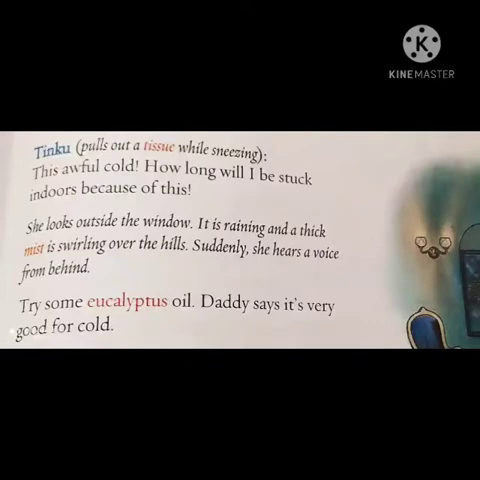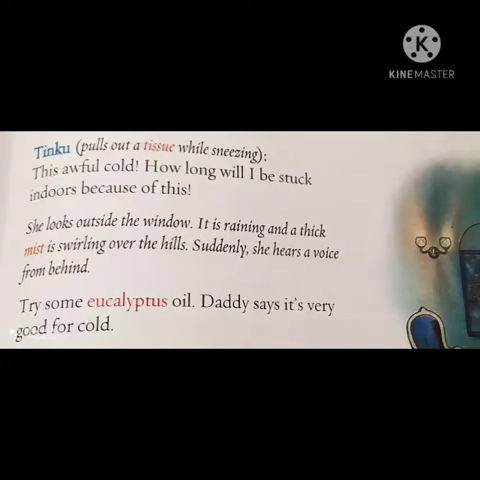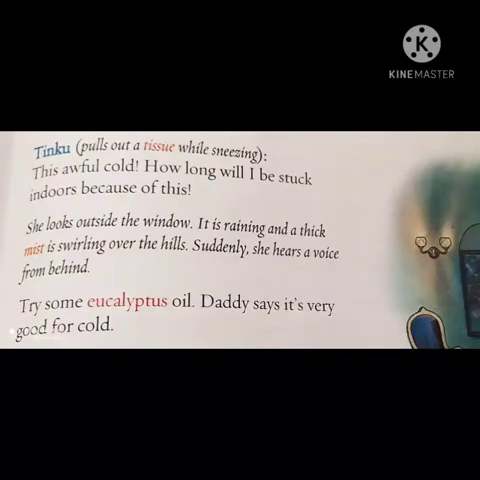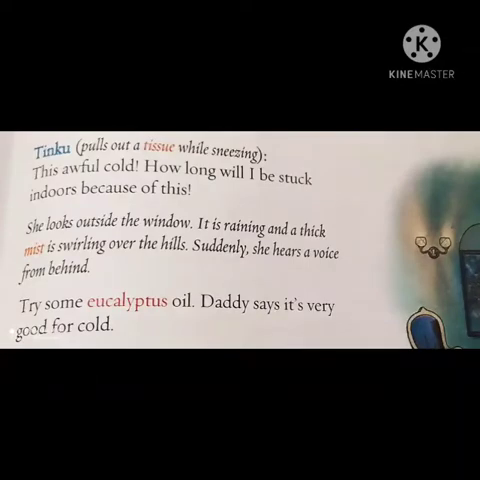And also, what was there outside? It was raining outside also. Thick mist was covering the hills. Suddenly, she hears somebody talking to her, telling her, why don't you try some eucalyptus oil? Daddy says it's very good for cold. Which oil is very good for cold, children? It's eucalyptus oil.